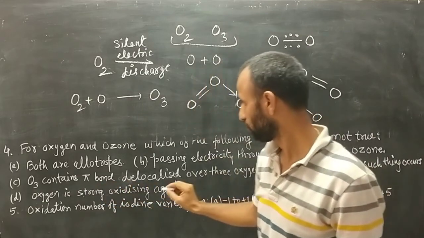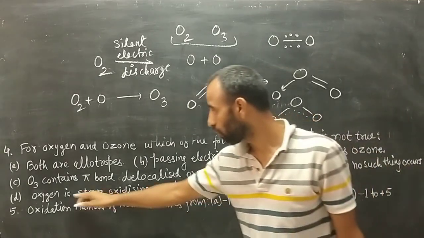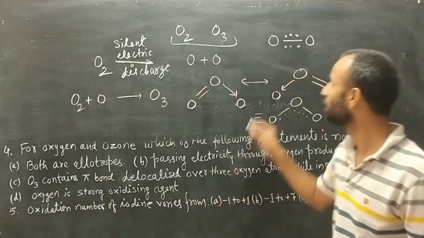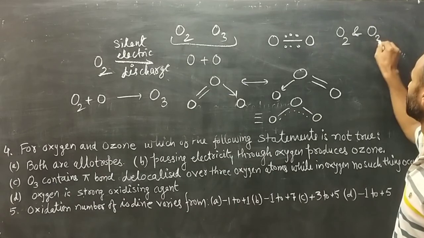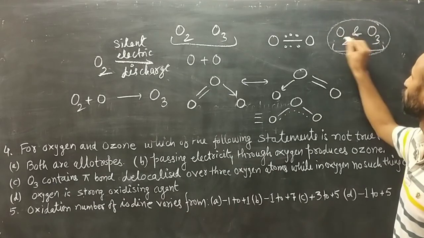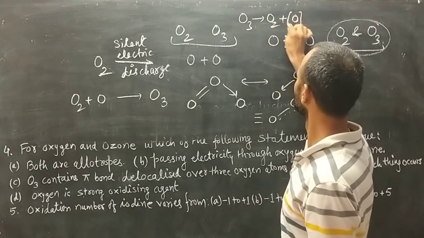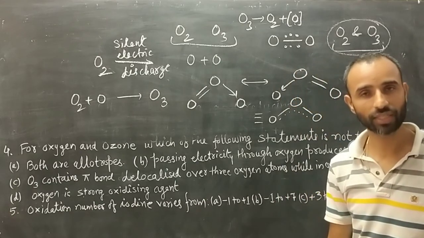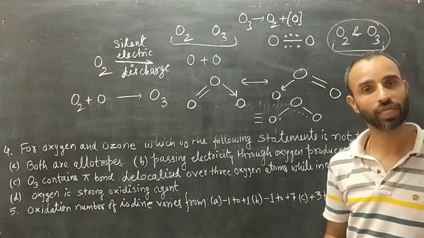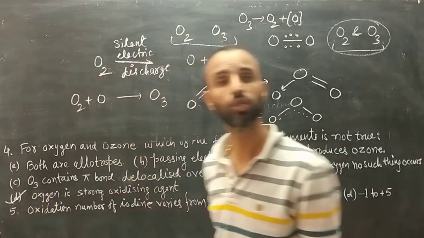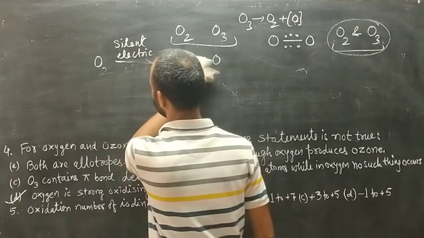So A statement is correct, B statement is correct, C statement is correct. Oxygen is strong oxidizing agent, right? But if we compare, because there is a comparison, oxygen and ozone. So if we compare O2 and ozone, ozone can give nascent oxygen easily. So ozone is better oxidizing agent than O2. So it should be ozone is strong oxidizing agent. That means this statement is not true. Right? Okay. Now come to next.